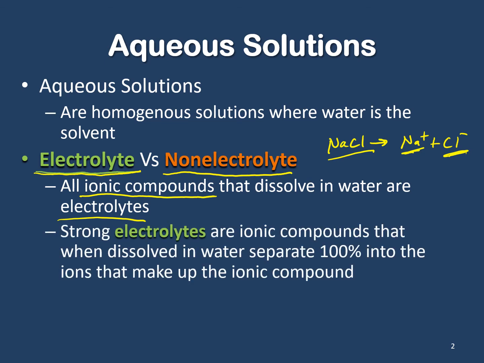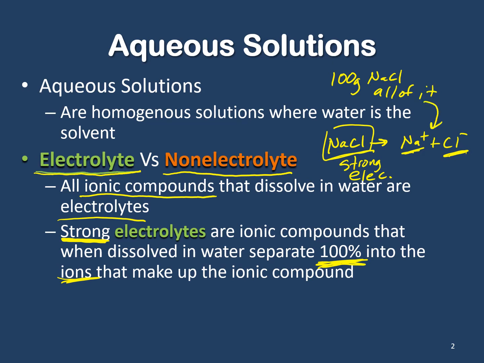Strong electrolytes have a very specific meaning. This word strong here means something very specific. It means that 100% of the substance breaks up into those ions. For instance, NaCl is actually a strong electrolyte. So what that means is if I add 100 grams of NaCl, all of it will go to being ions once it's dissolved. Not some of it, all of it. Weak electrolytes are things where only some of it actually ionizes, maybe 50% or less.